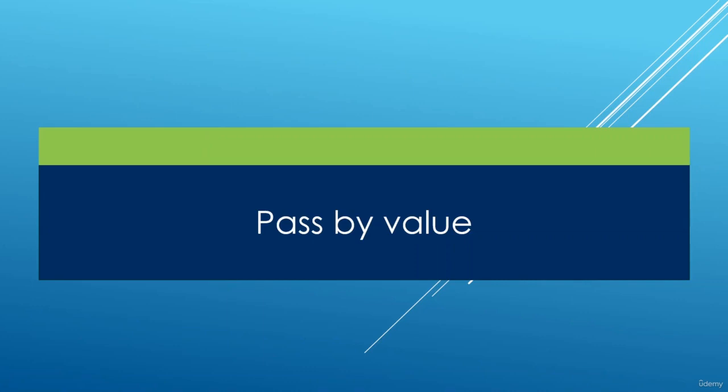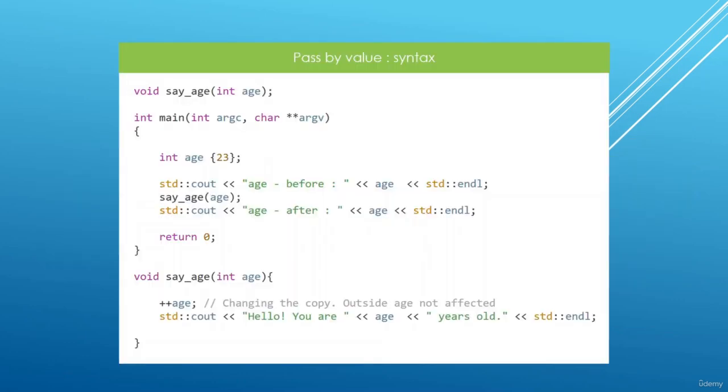In this lecture, we're going to see what is meant by passing parameters to a function by value. And we're going to look at an example of that. Here we have a simple function called sayAge. It's going to take one parameter, which is an integer called age. And in the body of the function, we are printing out the age after incrementing it. Suppose this is something useful for your program.